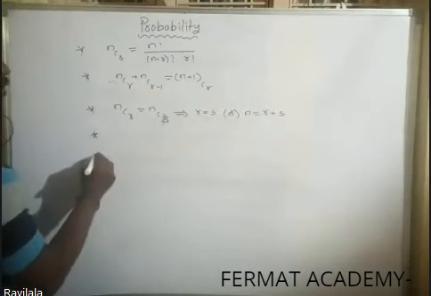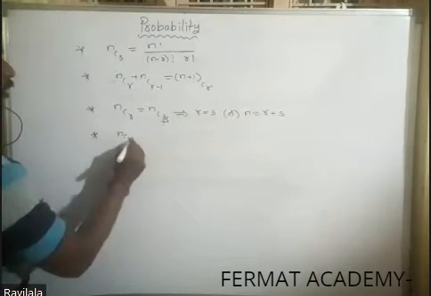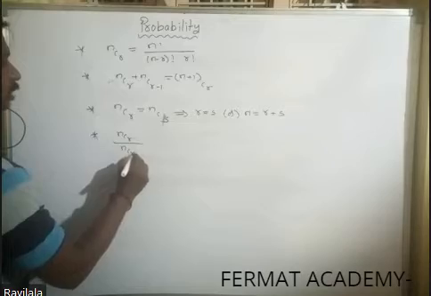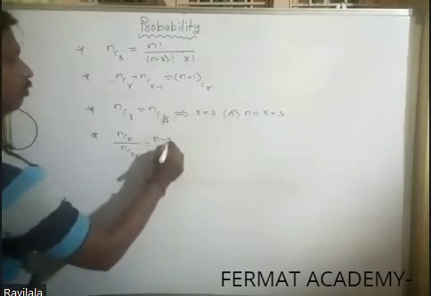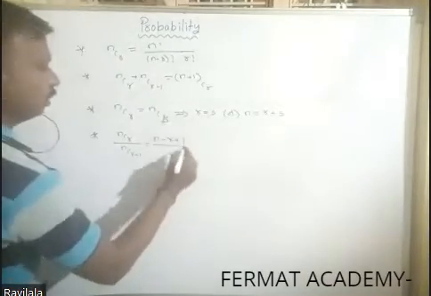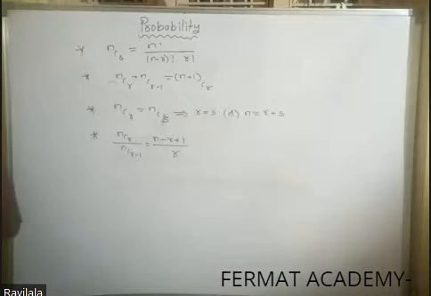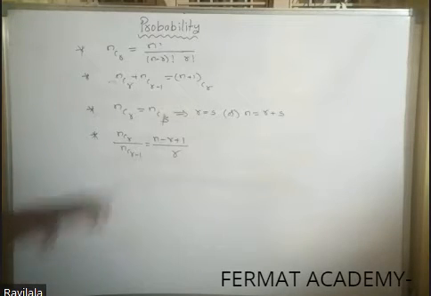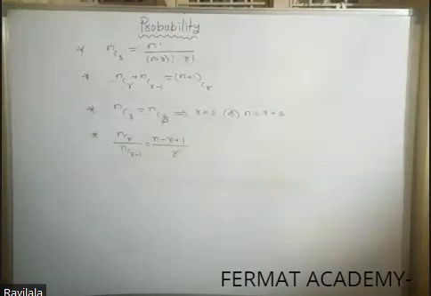And finally, already you may have done this in binomial theorem. nCr by nCr minus 1 is equal to (n minus r plus 1) by r. Write down all this. And first one is permutation and second one is combination.